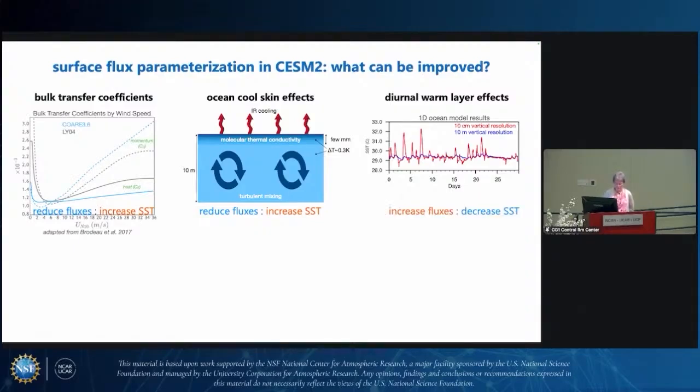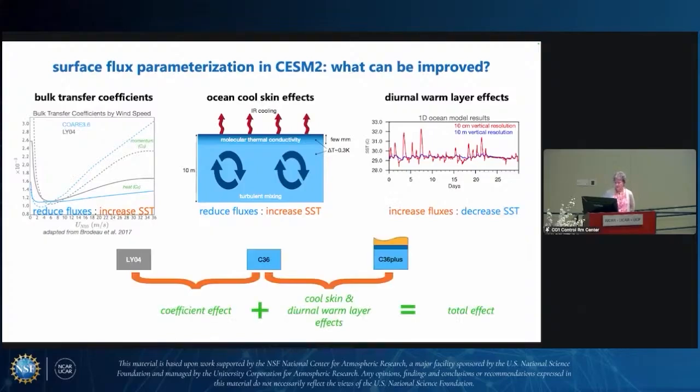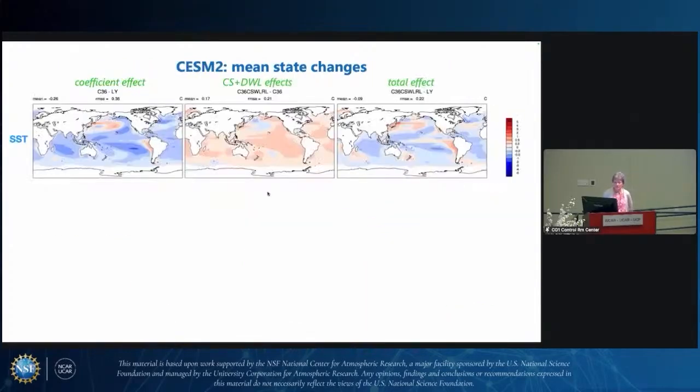Okay, so what we did is we are going to show you some comparisons between the default model, which I've labeled Large and Yeager in gray, the CESM, or the CORE bulk flux algorithm with just the exchange coefficients, and then what I'm calling the CORE 3.6 plus, which includes the cool skin and diurnal warm layer effects.